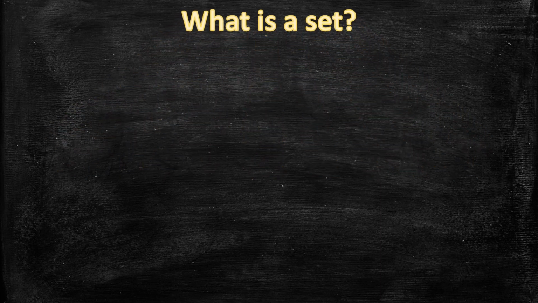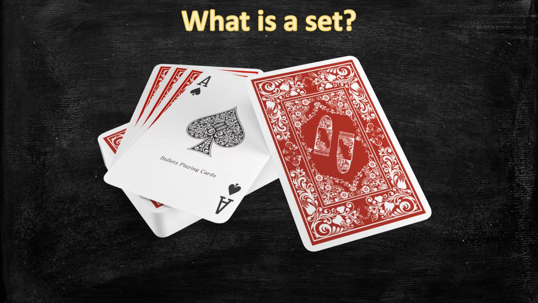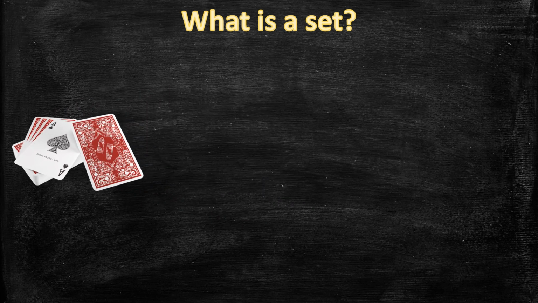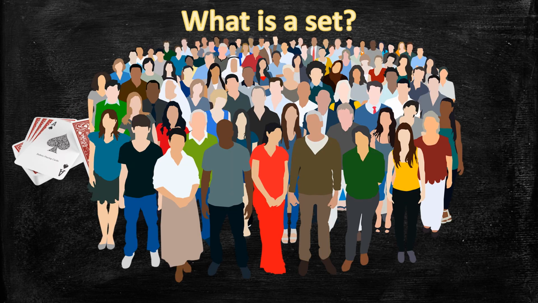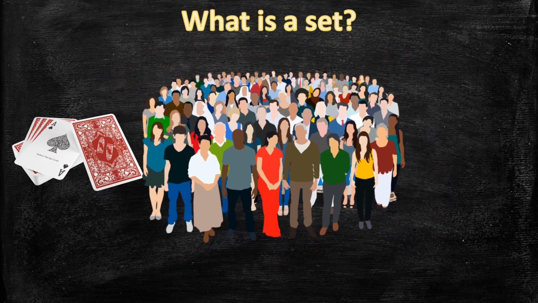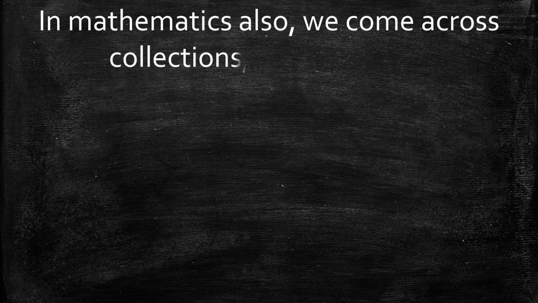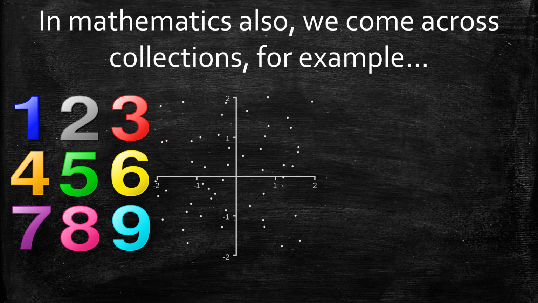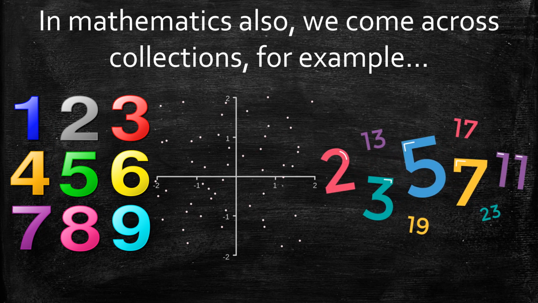In everyday life, we often speak of a collection of objects of a particular kind, such as a pack of cards and a crowd of people, as you see in the picture. In mathematics also, we come across collections, for example, the set of natural numbers, points, prime numbers, etc.